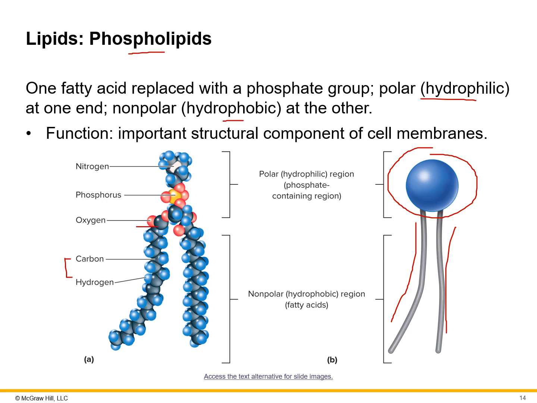But they do have some oxygen and phosphorus as well as some nitrogen here in the head that do form bonds with water, because they form polar covalent bonds. So they have this hydrophilic head region and then these two hydrophobic tails. These are going to line up in a way to form our cell membranes.